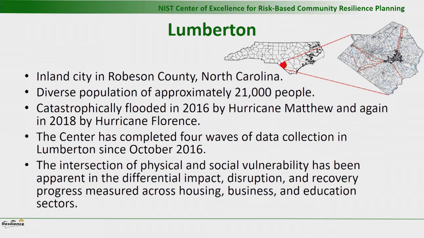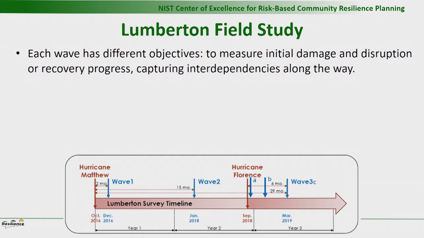The center has completed 4 waves of systematic data collection to date, where the last wave was just 2 weeks ago. The team successfully achieved a 75% completion in results for both our business and housing samples, so that was really excellent. Across each of these waves, through initial damage and recovery progress, the intersection of physical and social vulnerability has been observed and documented, and this too is critical for community-level resilience models for the center.